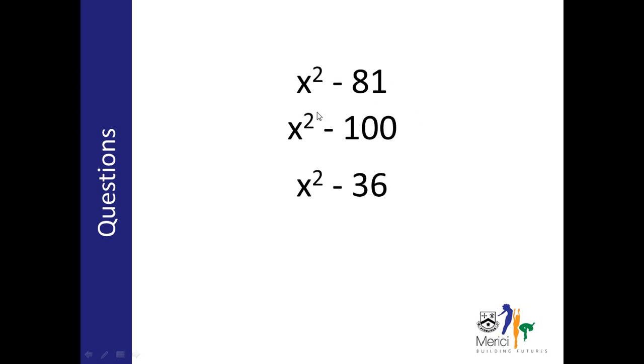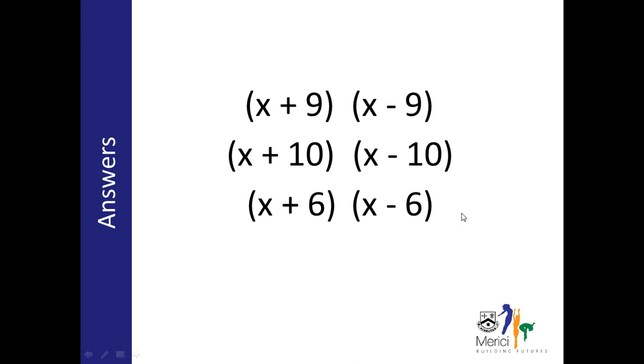So again, they're not too hard. You just have to look at this last number here and work out what could be two numbers that multiply together to give that. As long as they're the same number, then you're going to end up with the answers. So there's the final answers there, and that's it.